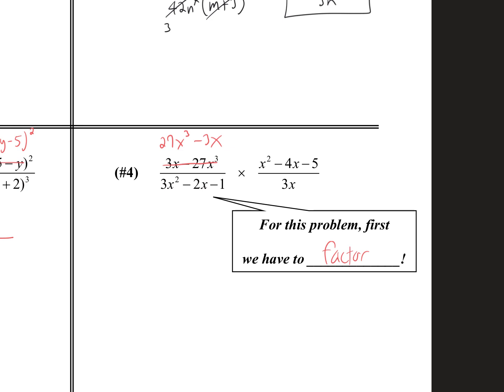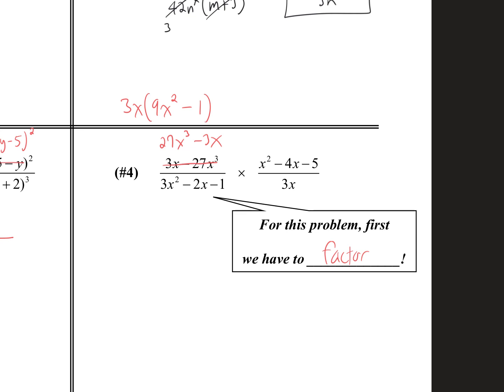Is there a GCF? Is there a greatest common factor? Yeah, 3 goes into 27 and 3. And also we can pull out an x, right? So we pull out a 3x. What's going to be left inside of there? Well, 27 divided by 3 is 9. X to the third divided by x is x squared. Minus, and then 3x divided by 3x is 1. Okay? So that's the GCF.